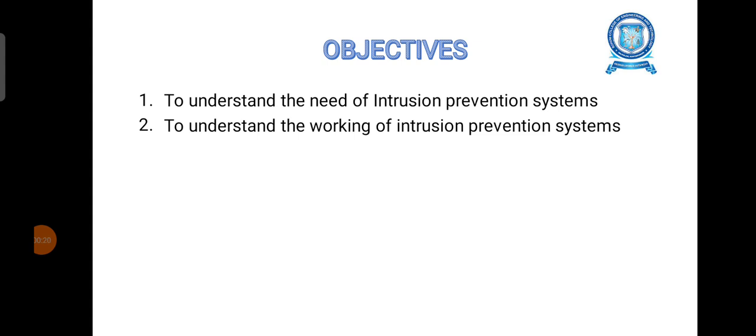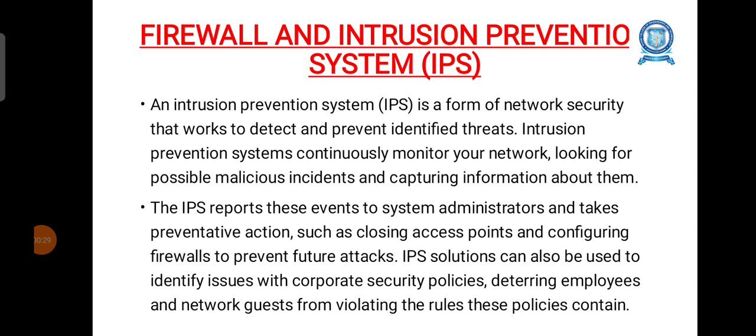The objectives of studying this topic are to understand the need of intrusion prevention systems and to understand the working of intrusion prevention systems. An intrusion prevention system (IPS) is a form of network security that works to detect and prevent identified threats. An intrusion prevention system continuously monitors your network, looking for possible malicious incidents and capturing information about them. Also, it reports these malicious events to system administrators and takes preventative actions such as closing access points and configuring firewalls to prevent future attacks.